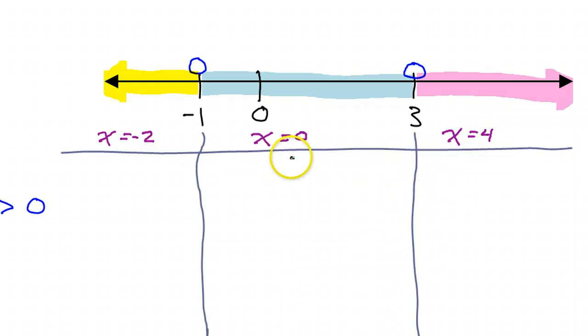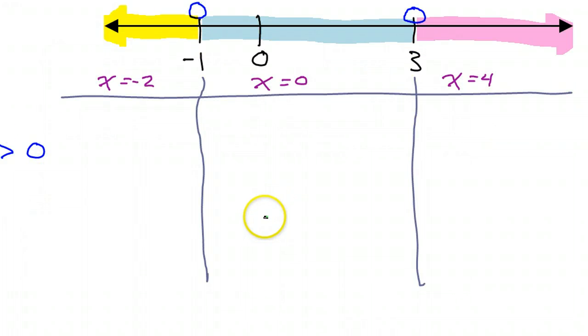Anything in the zone would be fine. I could have used x equals 1 in the blue zone, or 2 if I wanted to, or I could have used 5 or 6, whatever you want. But I'm going to use these values.